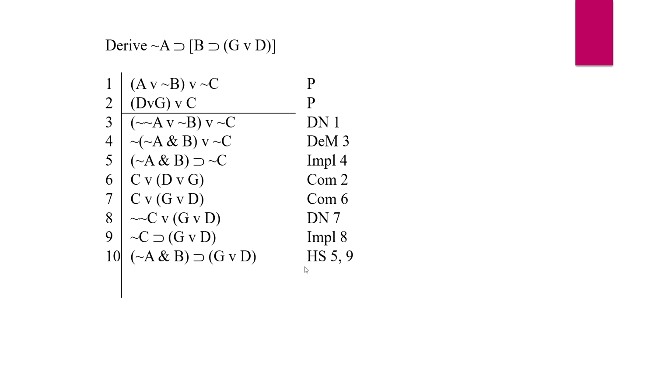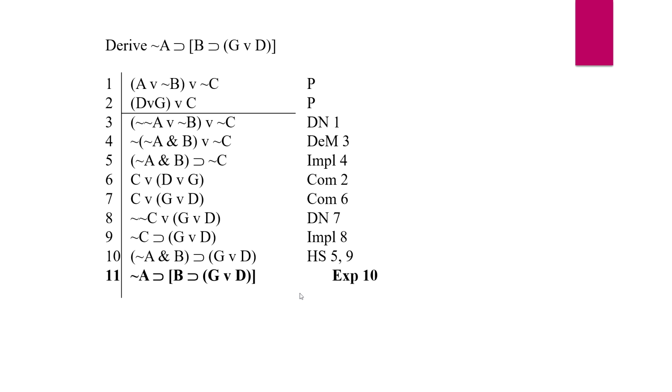And now we can use the rule of exportation. Remember, exportation allows you, when you have a conjunction as your antecedent, to turn that into a complex sentence with another conditional. So by exportation, I can turn if it's not the case that A and B, then G or D into: if it's not the case that A, then if it's not the case that B, then G or D.